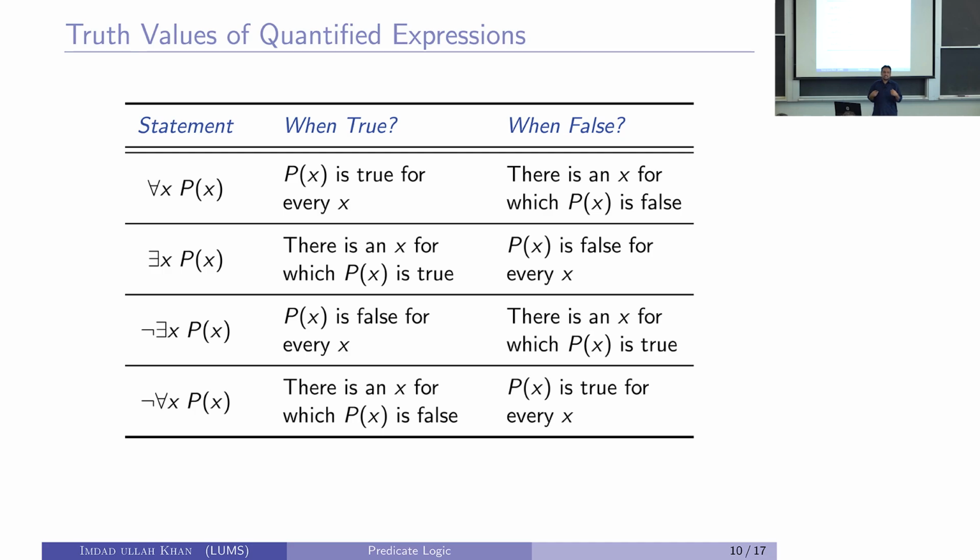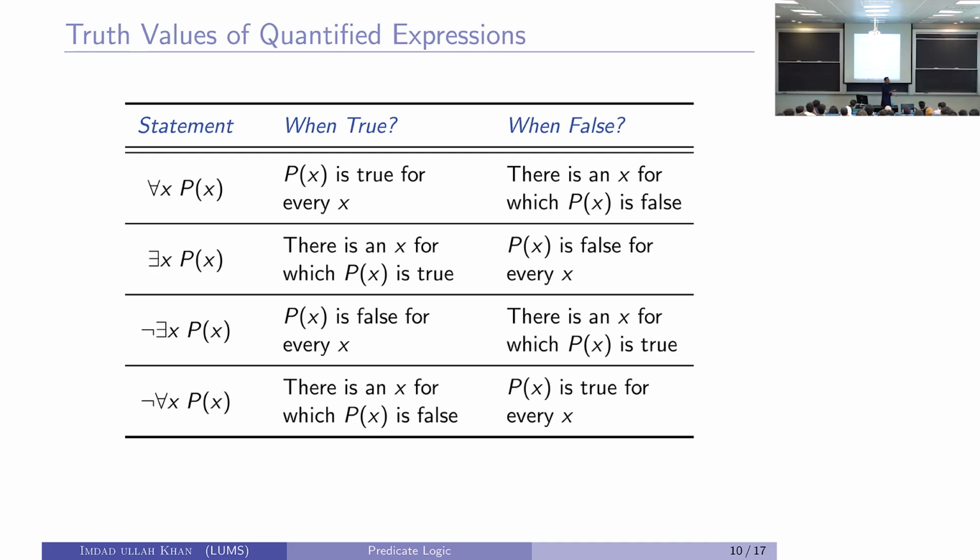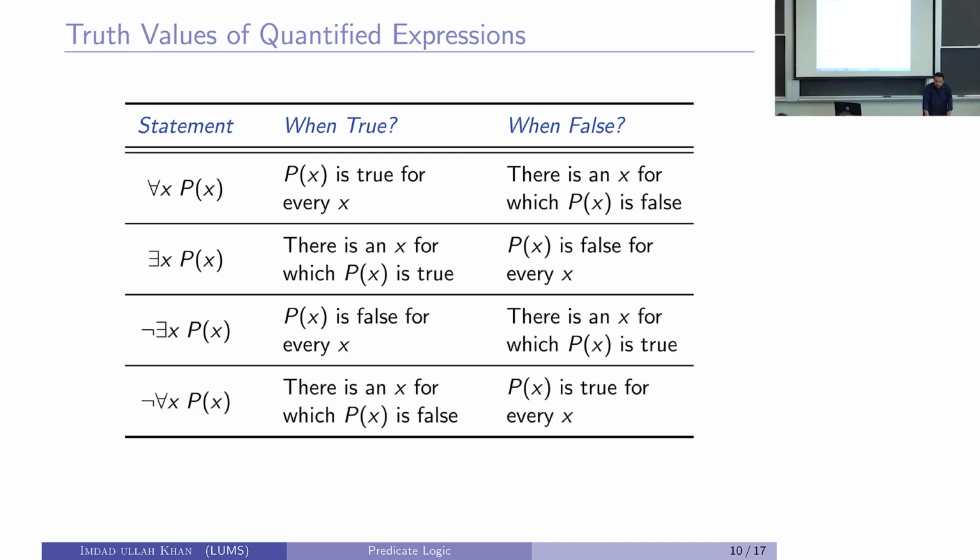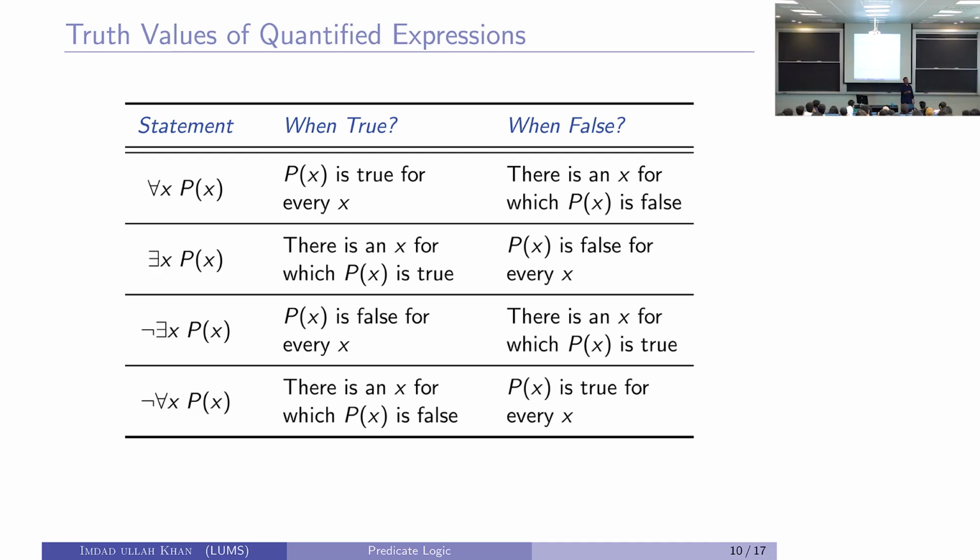Similarly, when is "there exists x, p of x" true? When there's an x for which p is true, at least one x, one or more x for which p. When is "there exists x, p of x" false? When p of x is false for all values of x. Yes, when p is false for every value of x, right?